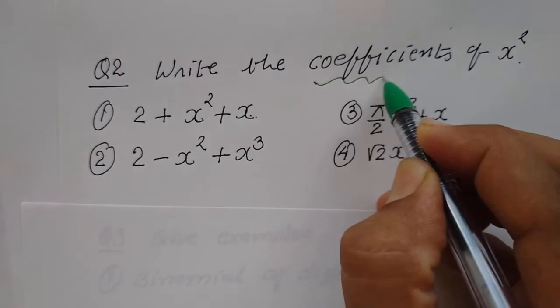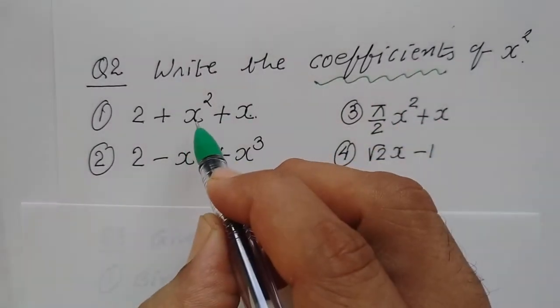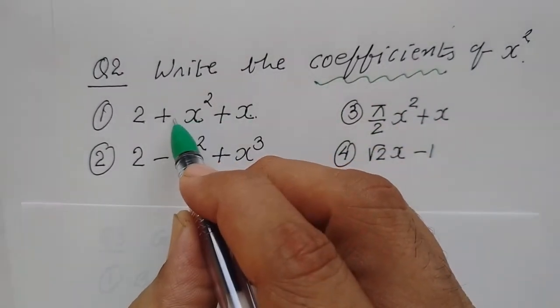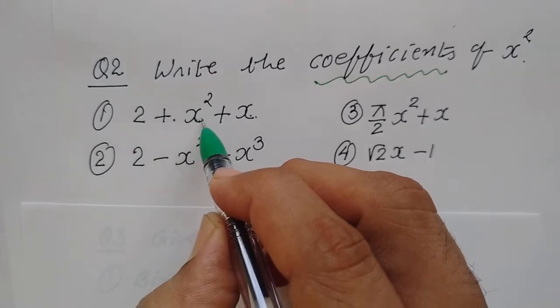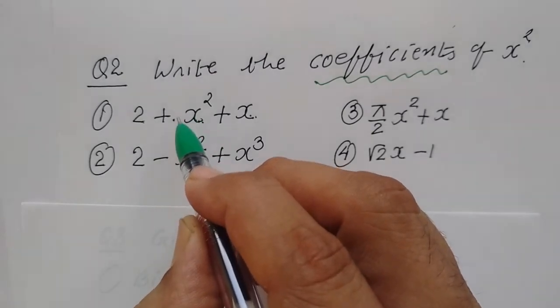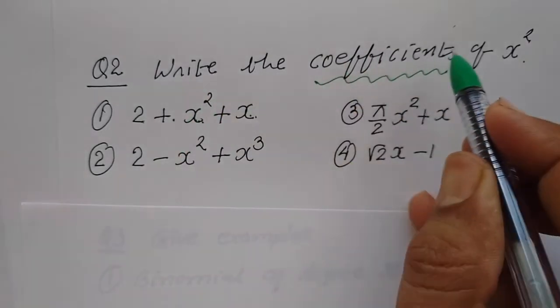Coefficient means what? Before x, means before variable, any number is written, that is known as coefficient.